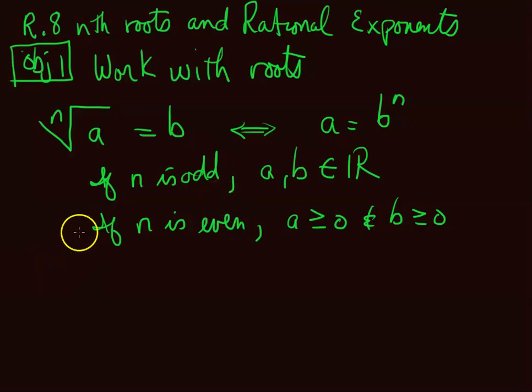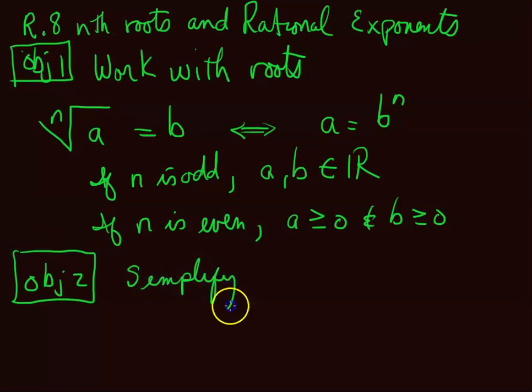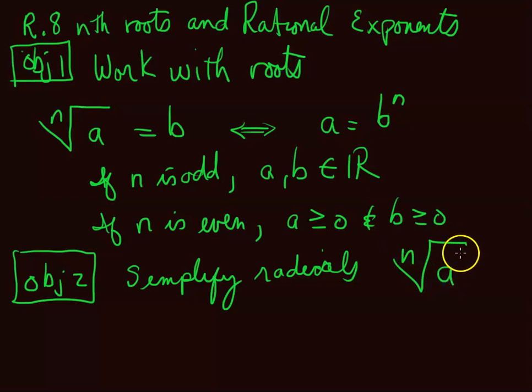Objective 2. I'm going to do a bunch of examples at the end of all these objectives, I guess. Simplifying radicals. Well, a simplified radical, there are a couple things you need to look for. If we go back to the nth root of A to the m, we'll call it.